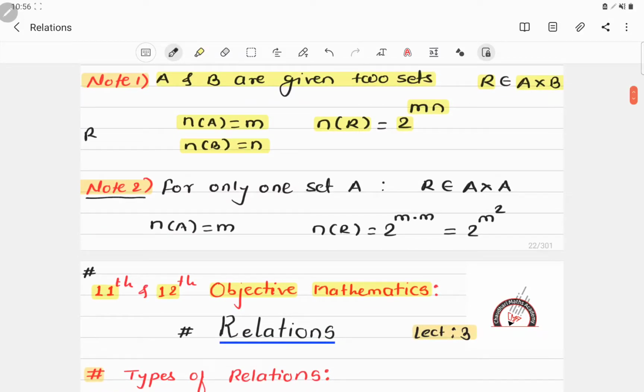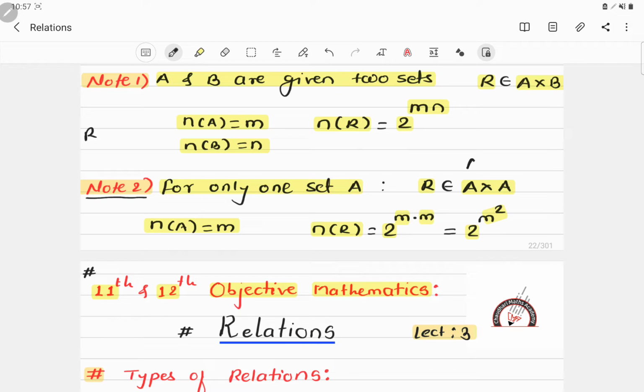Then what is note number 2? Let's say there exists a relation only over a set A itself. That is, I am talking about a relation which belongs to A cross A, and let's say the number of elements in set A is m. Then the number of elements under that relation is 2 raised to m into m, that is 2 raised to m square.